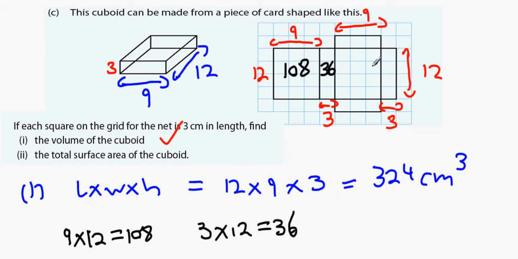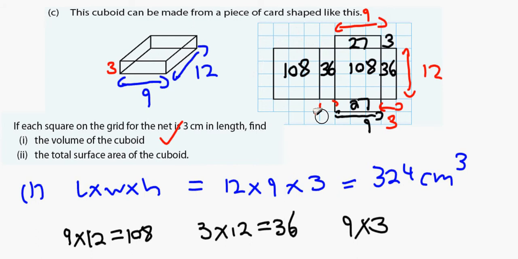The next one we could do here would be use 9 here. So we could do once again another 9 by 12, which is 108. And this one here is the same thing, it's going to be 36. Now the final two rectangles we don't have the answer for would be 9 by 3 and 9 by 3. So 9 multiplied by 3 is 27. So you have 27 and 27. Now we got to add all these up together.